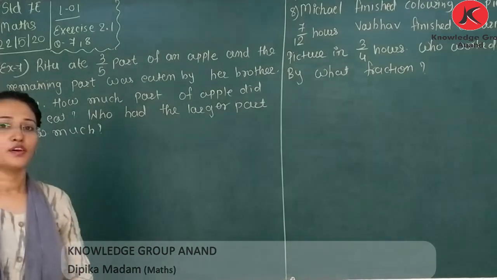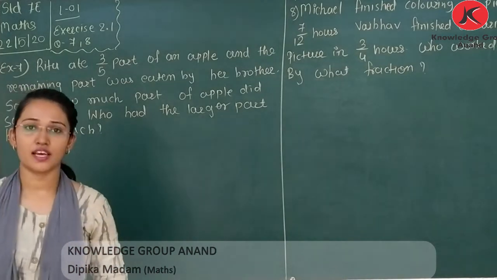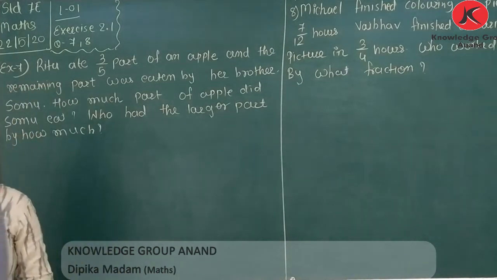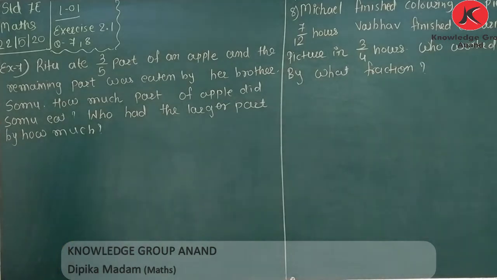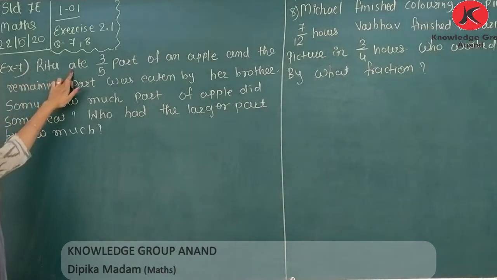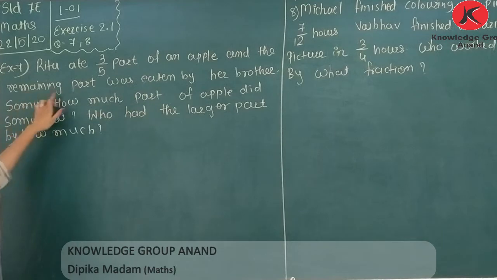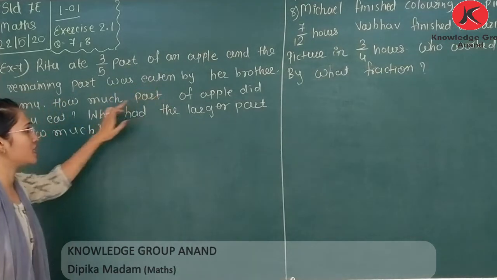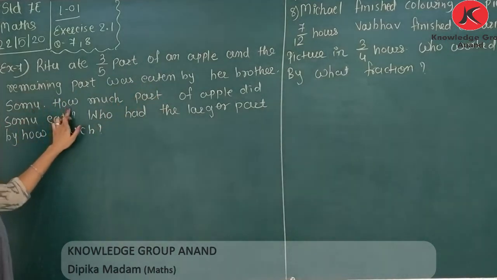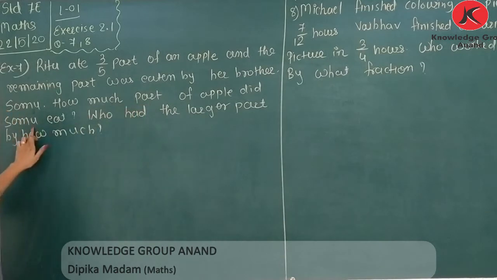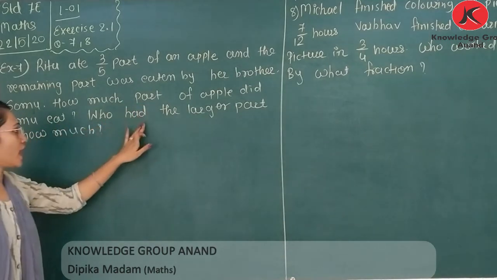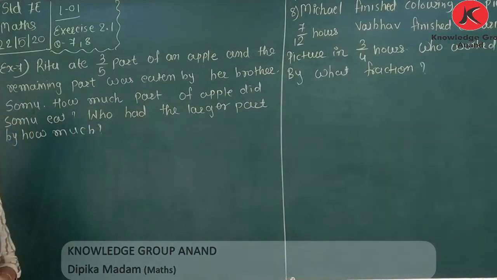Welcome back, friends. Previously we started exercise 2.1 and we solved examples 1 to 6. Today we will continue exercise 2.1 with example 7. Ritu ate 3 by 5 part of an apple and the remaining part was eaten by his brother Somu. How much part of the apple did Somu eat? Who had the larger part and by how much?